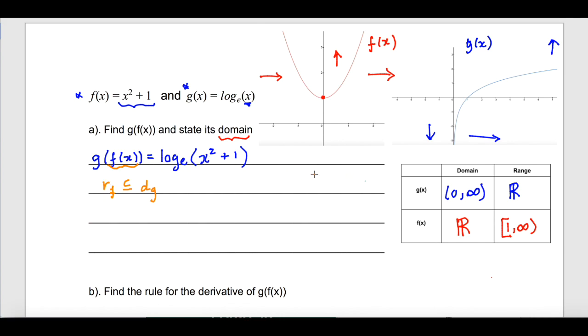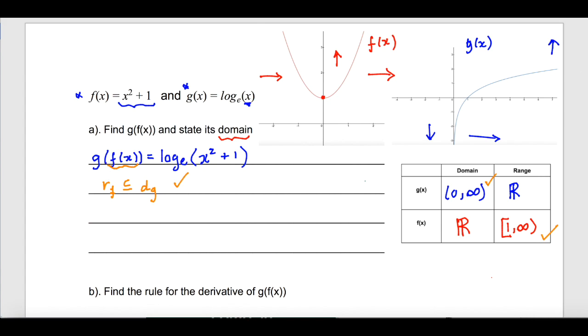Let's check. The range of f is 1 to infinity. Does that fit within the domain of g? Yes. 1 to infinity sits within 0 to infinity. So that's our first check. You need to check that the function is defined. Now the next part is a bit more tricky.